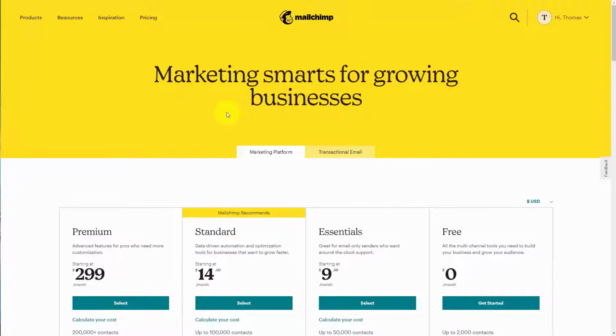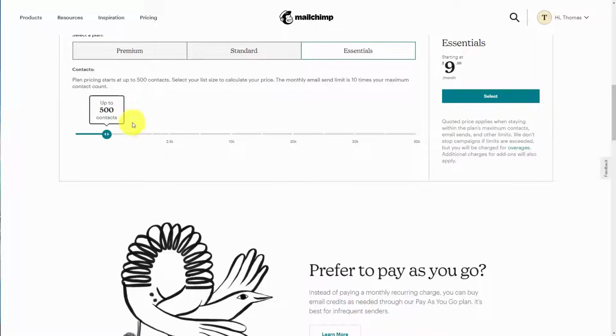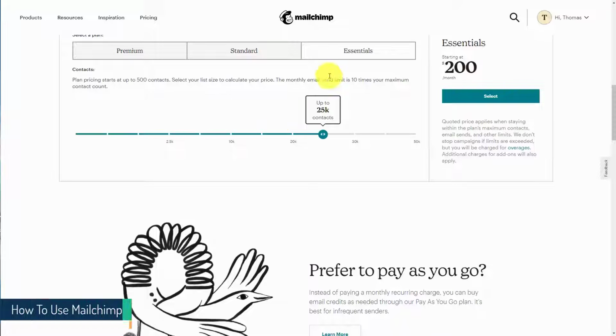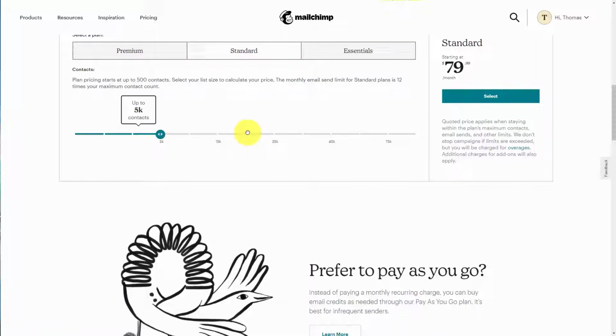Now, to determine your exact cost, you will need to look specifically at the calculator here at the bottom of the page. So for example, if you were to choose the Essentials plan and you were to have 500 contacts, that would put you at the lowest amount for that tier. However, if you were to have more contacts, the price would go up depending on how many people you'd have within that tier. And the same would be true for the other tiers. You'll have a tier price, which is a minimum amount, and then that price will go up depending on how many people you have as contacts.